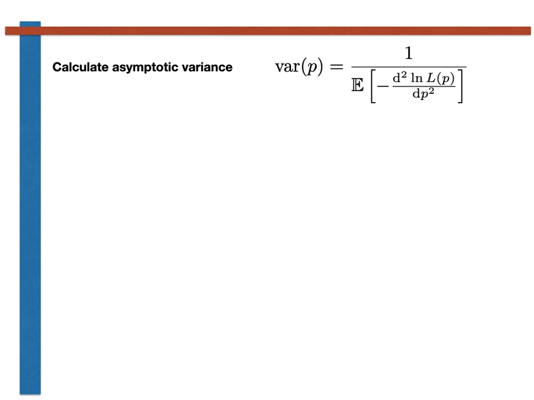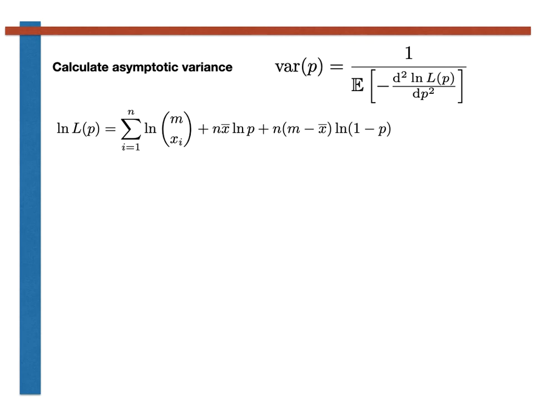Let's thus use this expression to calculate the asymptotic variance for the estimator of the p parameter of the binomial distribution which we have just determined. On previous slides, we have seen that the log likelihood for a sample mean x bar that is calculated by taking the sum of n binomial random variables is given by the expression shown here. Furthermore, we have seen that the first derivative of this function is the following.